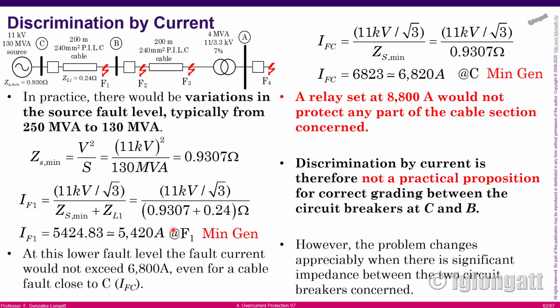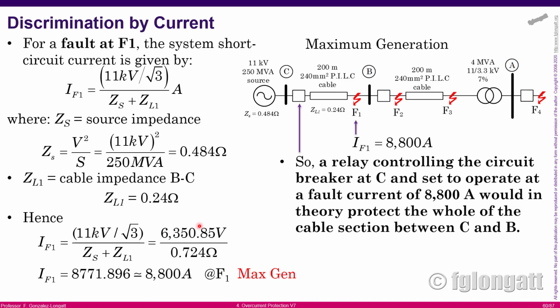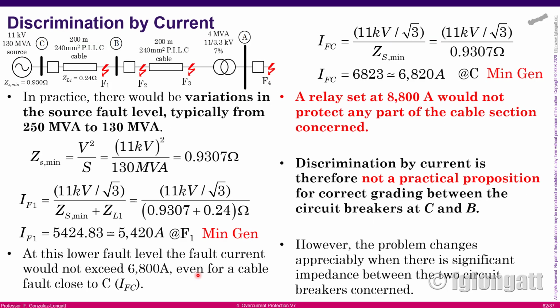and we can get here right now the fault levels at F1, which is around 5.4 kiloamps, okay? If you remember, when we are using high generation, 8.8, but when you go to minimum generation, you are reaching levels of 5.4, okay? That means we have a huge decrease on the short circuit levels.